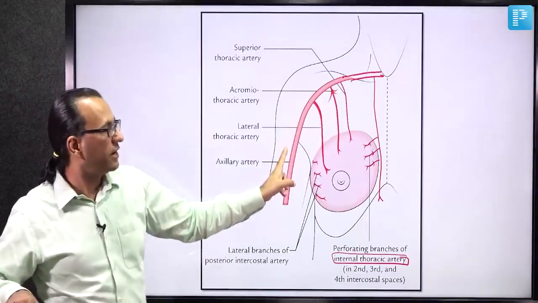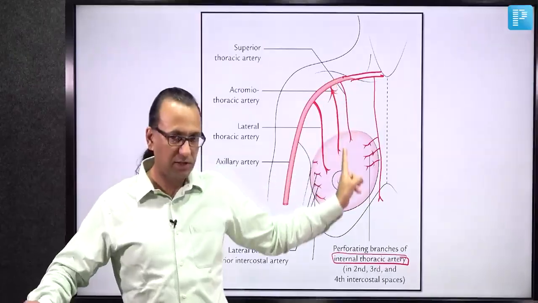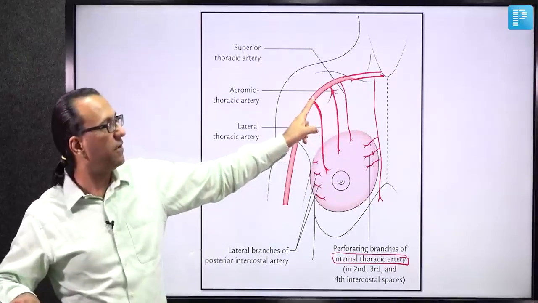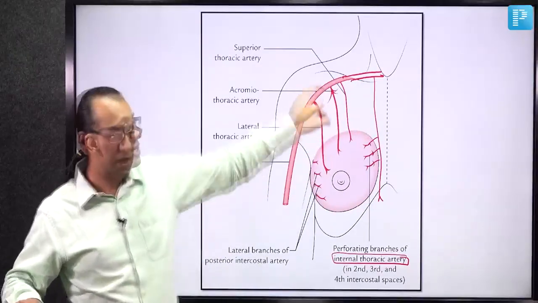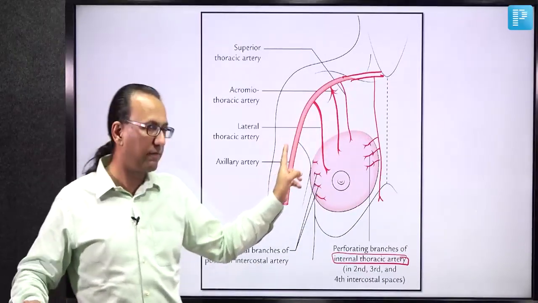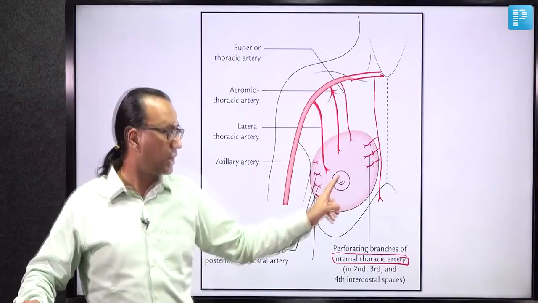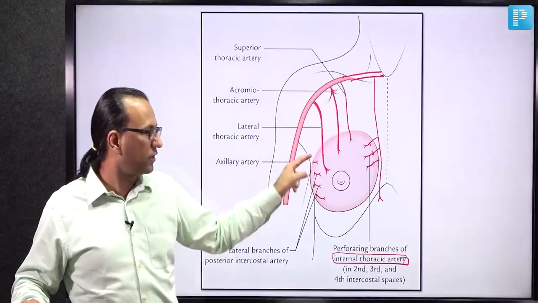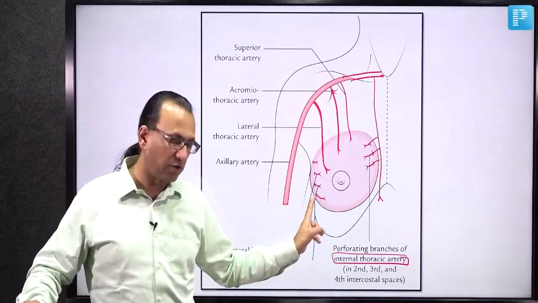Then comes the axillary artery, and the first part gives the superior thoracic artery, supplying the mammary gland. Then the second part gives the acromiothoracic and the lateral thoracic, supplying the mammary gland. And then you will find that the third part gives the subscapular artery, supplying the mammary gland. The mammary gland is also supplied by the posterior intercostal arteries, branches of the descending thoracic aorta.